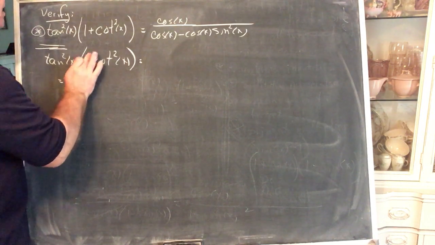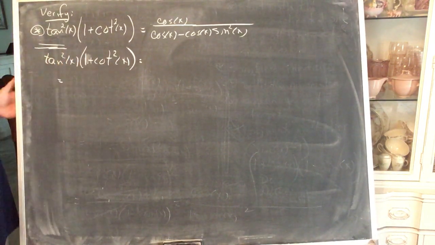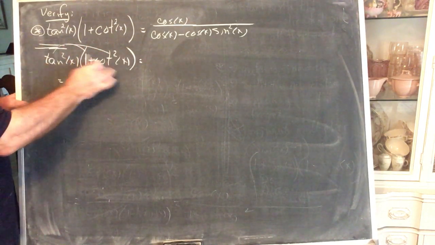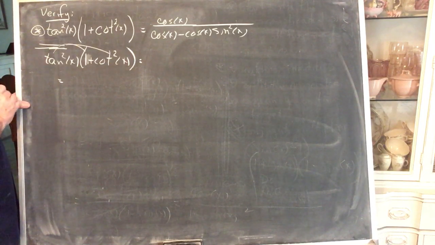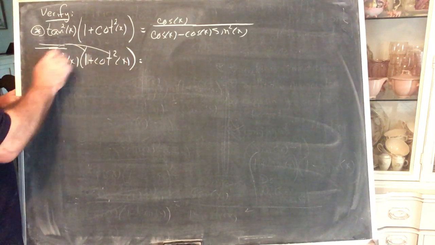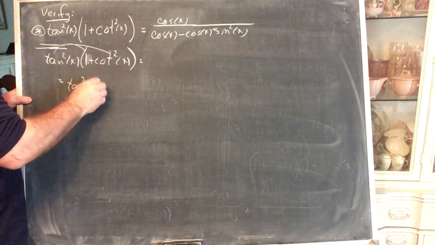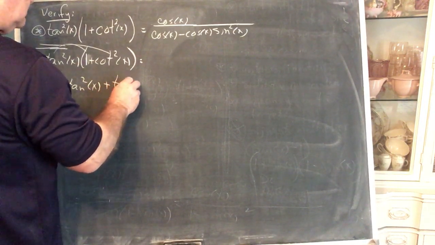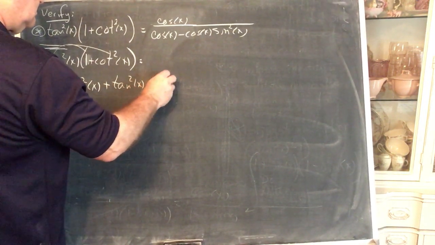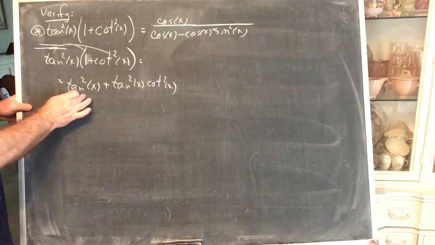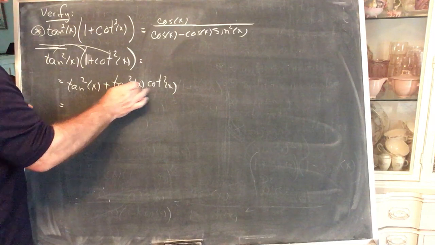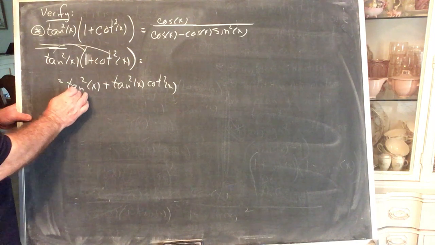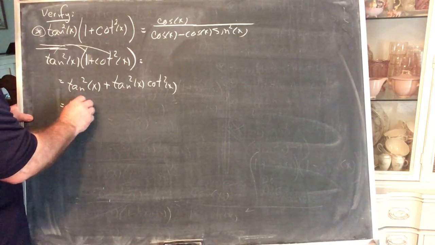Oh, I left something out here. This is 1 plus. Well, some algebra says I can distribute this. So distribute the algebra. See what we generate. If you do that, what do we get? We distribute here, we get tangent squared plus tangent times cotangent, plus tangent squared times cotangent squared. All right? Well, what's this? This is tangent squared. Nothing happening here.